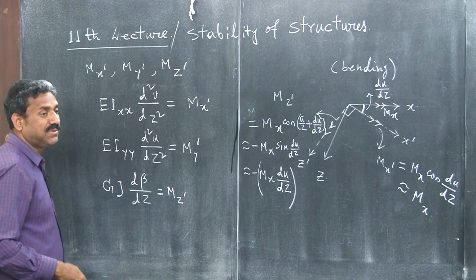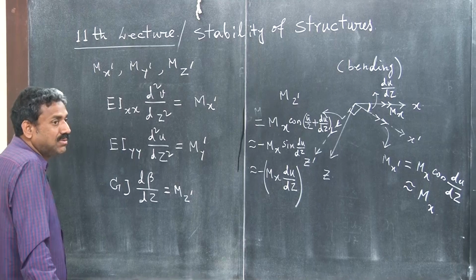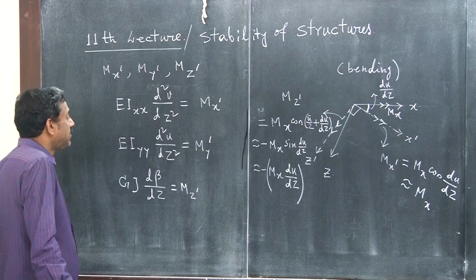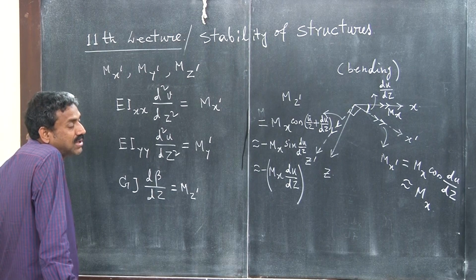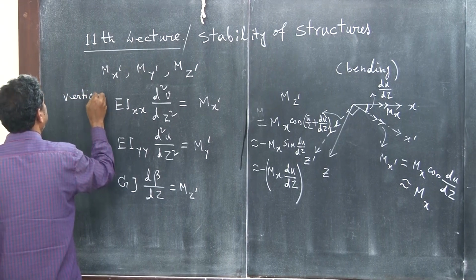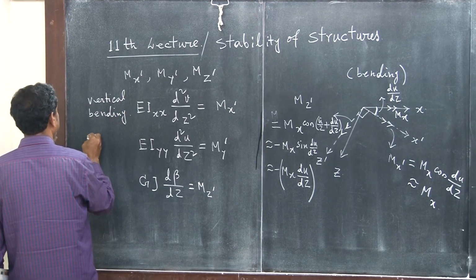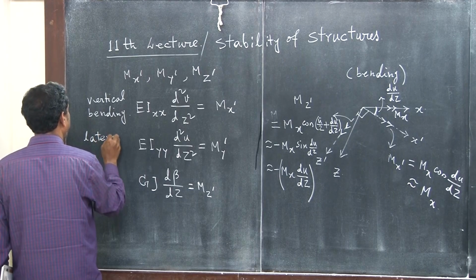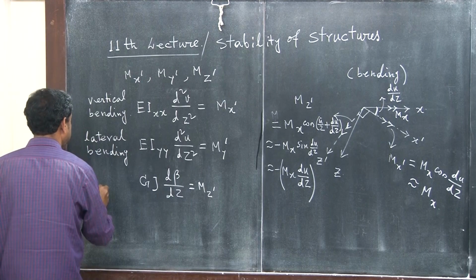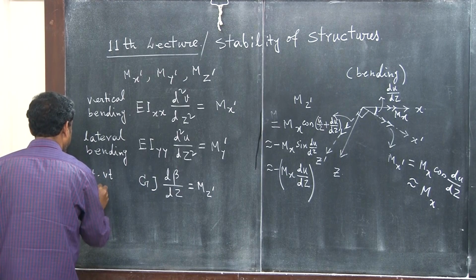These are the three things happening. See, Mx dot is the bending moment with respect to the x axis, right? So that is causing bending with respect to the x axis. My dot is going to cause bending with respect to the y axis. That means it is going to cause lateral bending. So this is vertical bending, bending in the vertical plane. This is lateral bending, and this is Saint-Venant torsion, right?